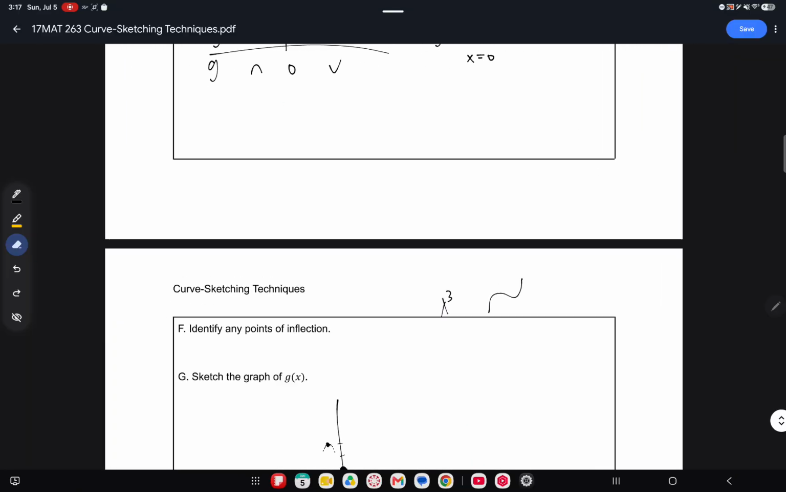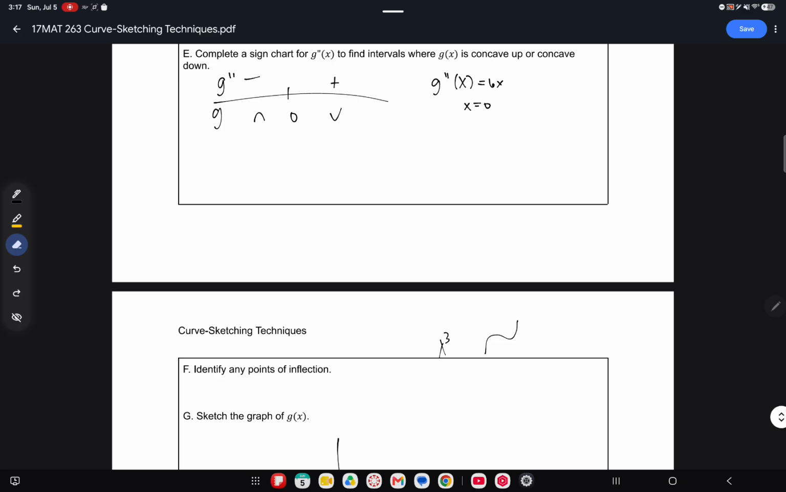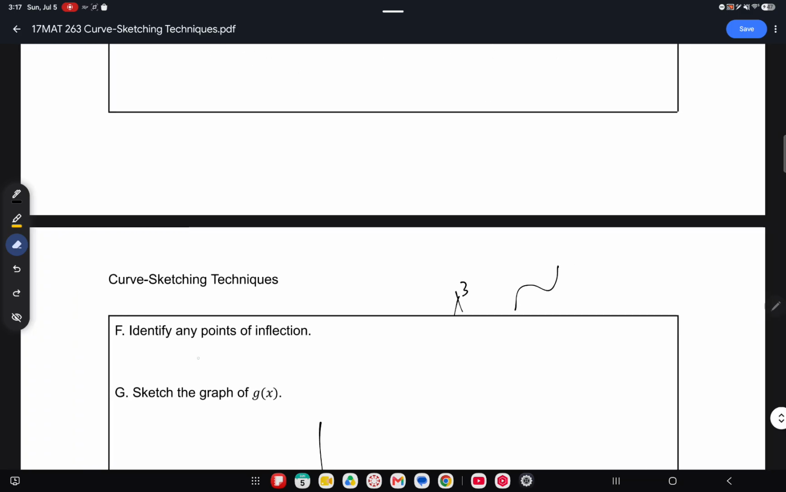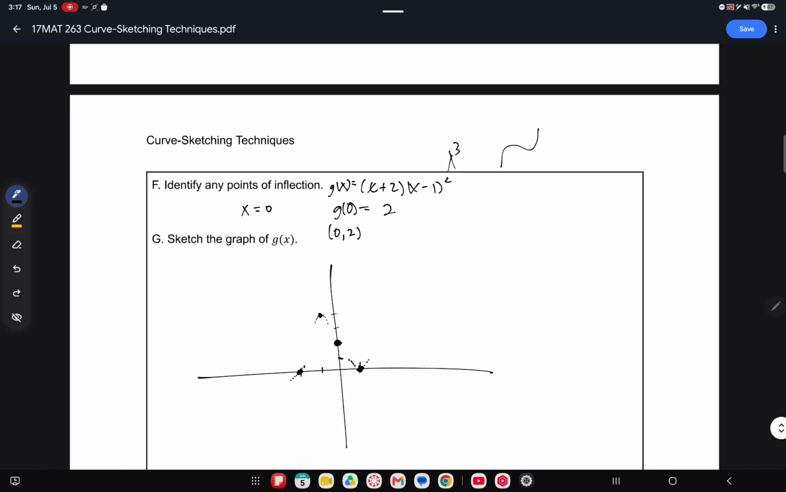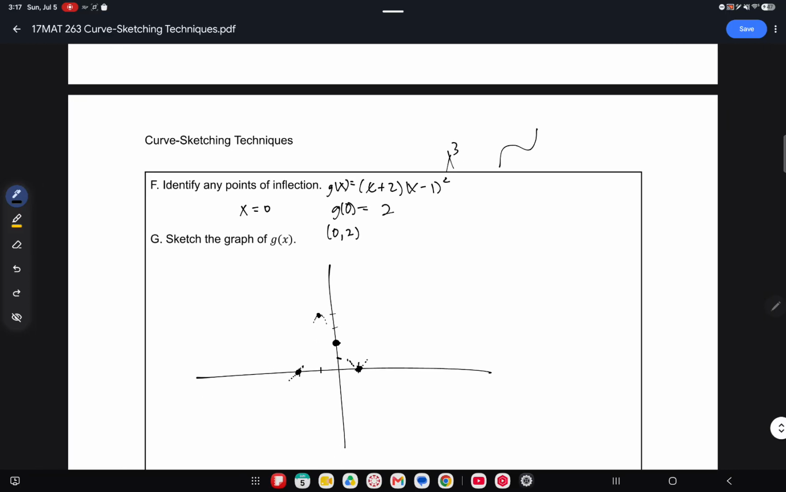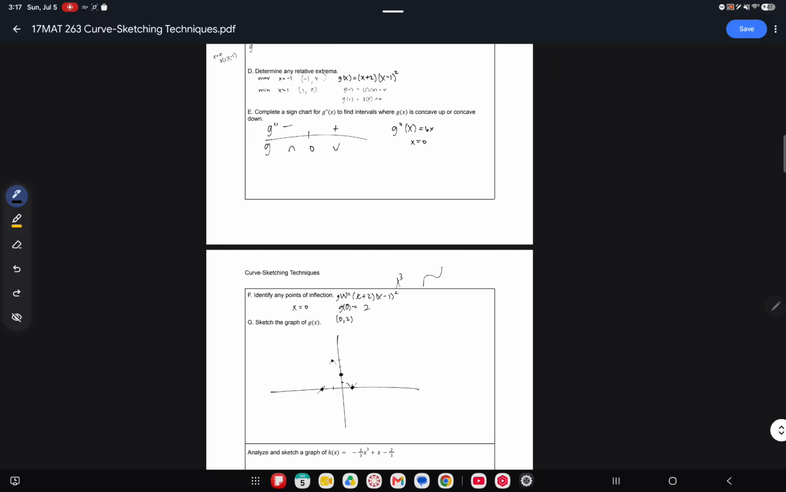Find any inflection points. So we are changing sign right here at 0, right? So we'd have one at x equals 0. And again, I can plug that into the original, right? X plus 2, x minus 1 squared. So if I plug in 0, I already have done that, right? It was 0, 2. So it happens to be the same as the y-intercept. So I already have that drawn. And now let's put everything together.